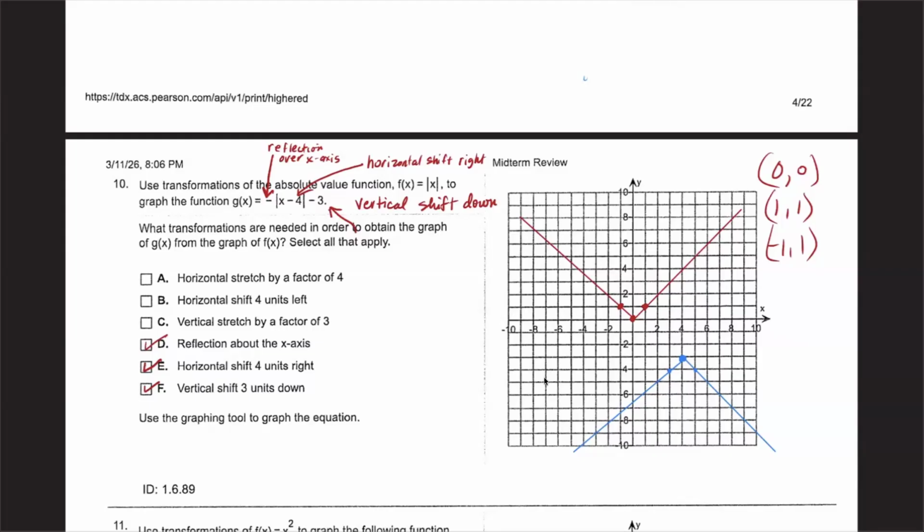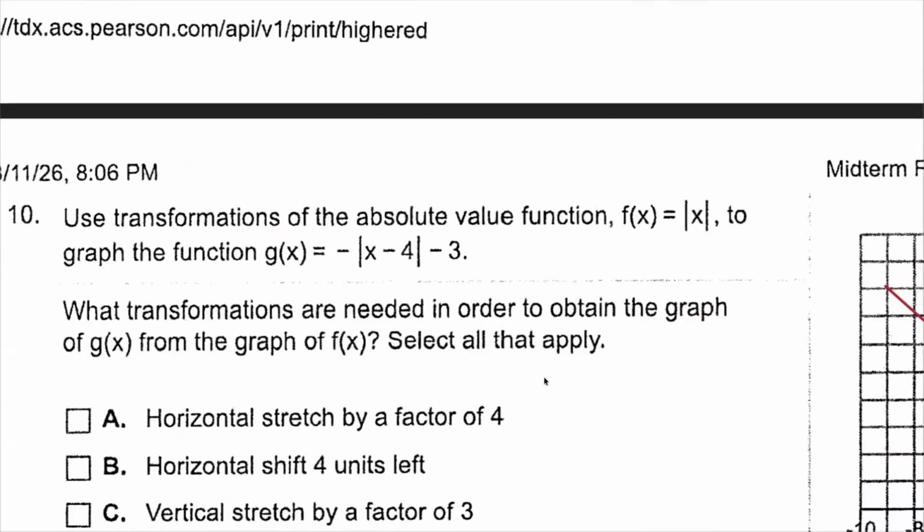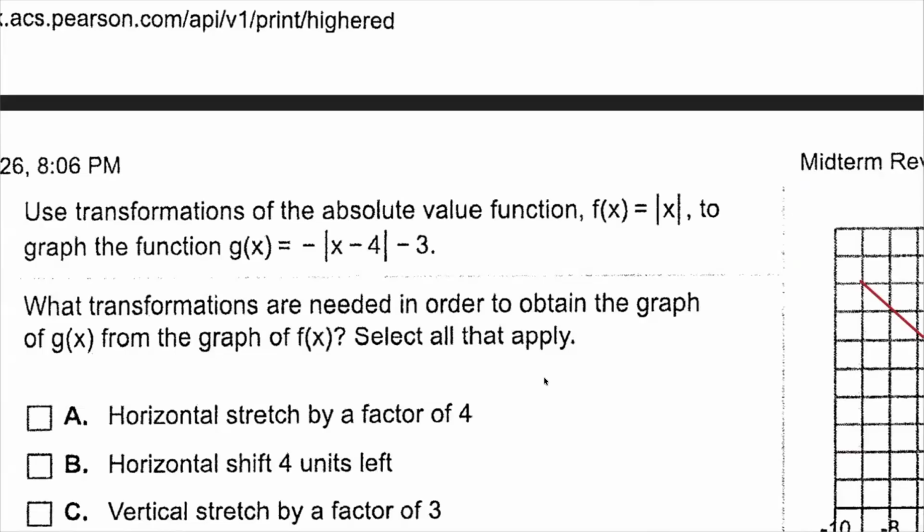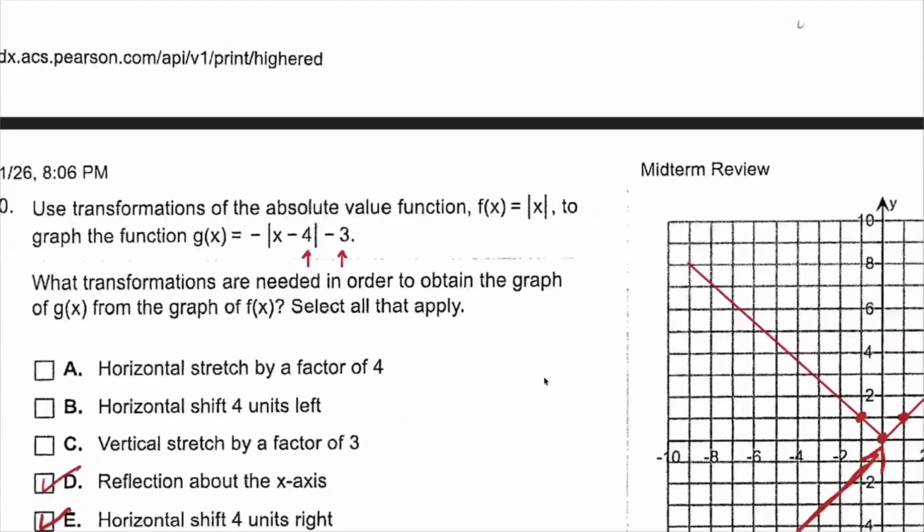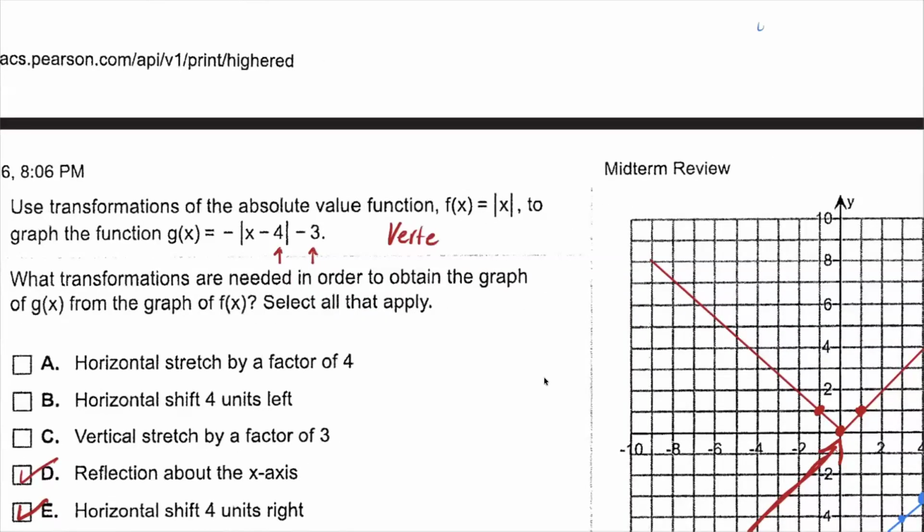So another thing is, just like parabolas have a vertex, absolute value functions have a vertex. The vertex for the parent function is 0, 0. But looking at the function here, the vertex for this thing is going to be 4, -3. Why is it 4, -3? The vertex is 4, -3, the new vertex for the new function.